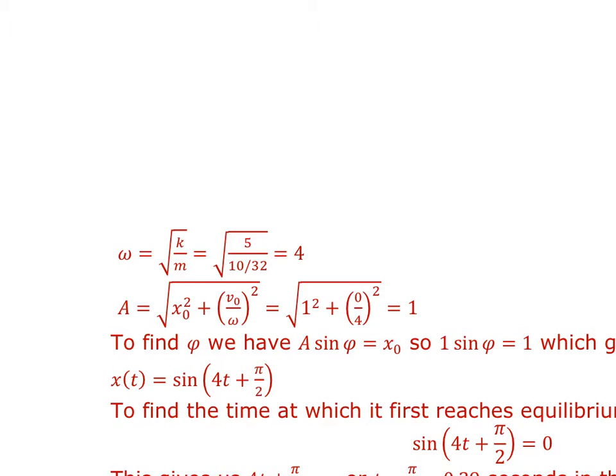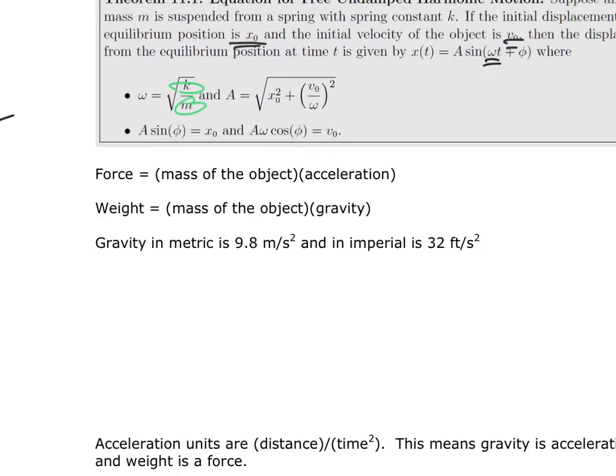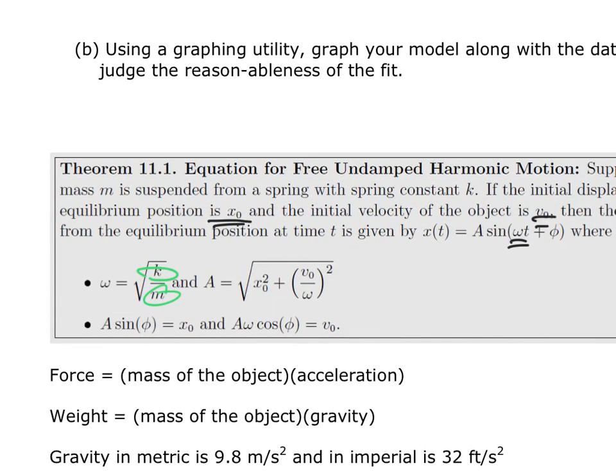What was omega again? So omega in the past, when we go back up here, omega was your period change. So omega here is found by using the spring constant divided by the mass and taking the square root of that.